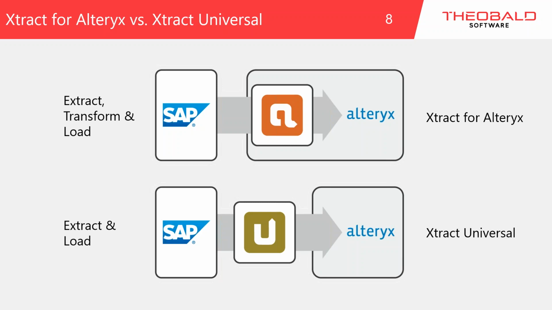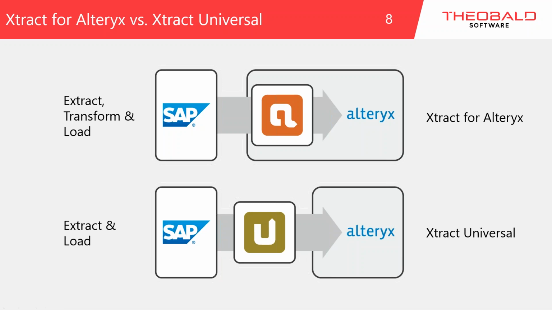The second approach is with Xtract Universal. So here, the same on the left side, you still have the SAP system as a source system, and then you have Xtract Universal as a standalone extractor. Here you would define in the Xtract Universal Designer your SAP connection and your SAP extraction, which data you would like to extract. And then Xtract Universal can offer that data for different destinations and environments. One of them is Alteryx.